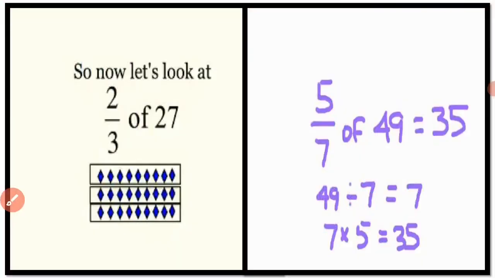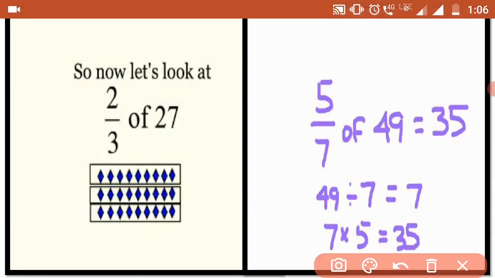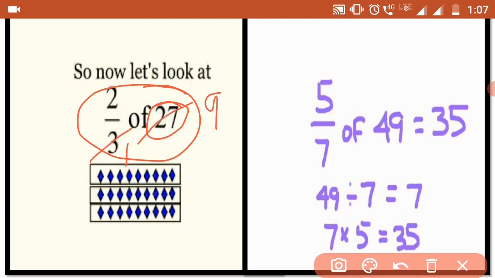Here let's look at this. 2 divided by 3 of 27. You have to solve this now. So divide 27 by 3 first. First step is to divide. 3 nines are 27. 3 ones are 3. 3 nines are 27. And the next step is to multiply the number which remains. 2 multiply 9. So the answer is 18. Right?